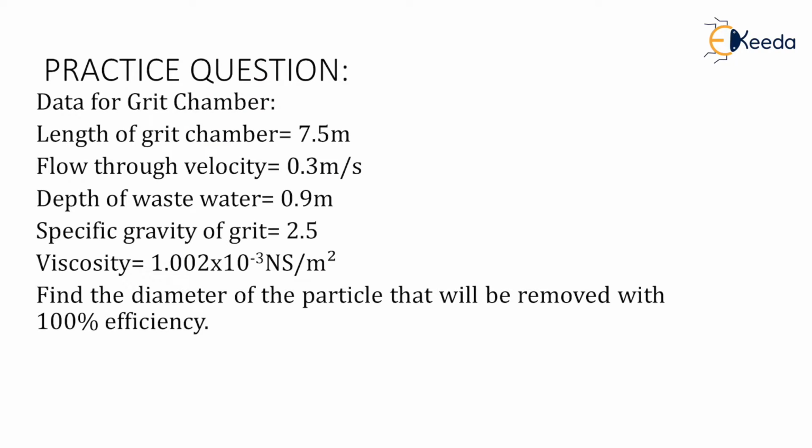The data for the grit chamber is given: the length of the grit chamber is 7.5 meter, flow through velocity is 0.3 meter per second, depth of wastewater is 0.9 meter, specific gravity of grit is 2.5, and viscosity is 1.002 into 10 to the power minus 3 Newton second per meter square. Find the diameter of particle that will be removed with 100% efficiency.